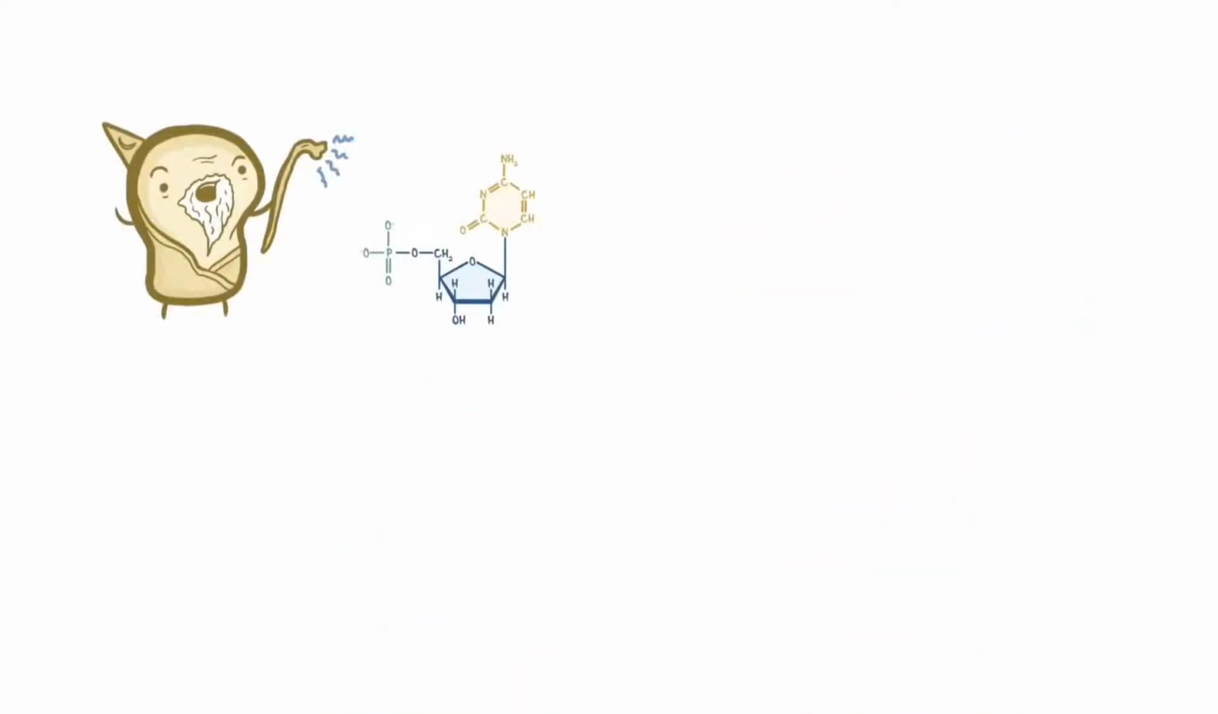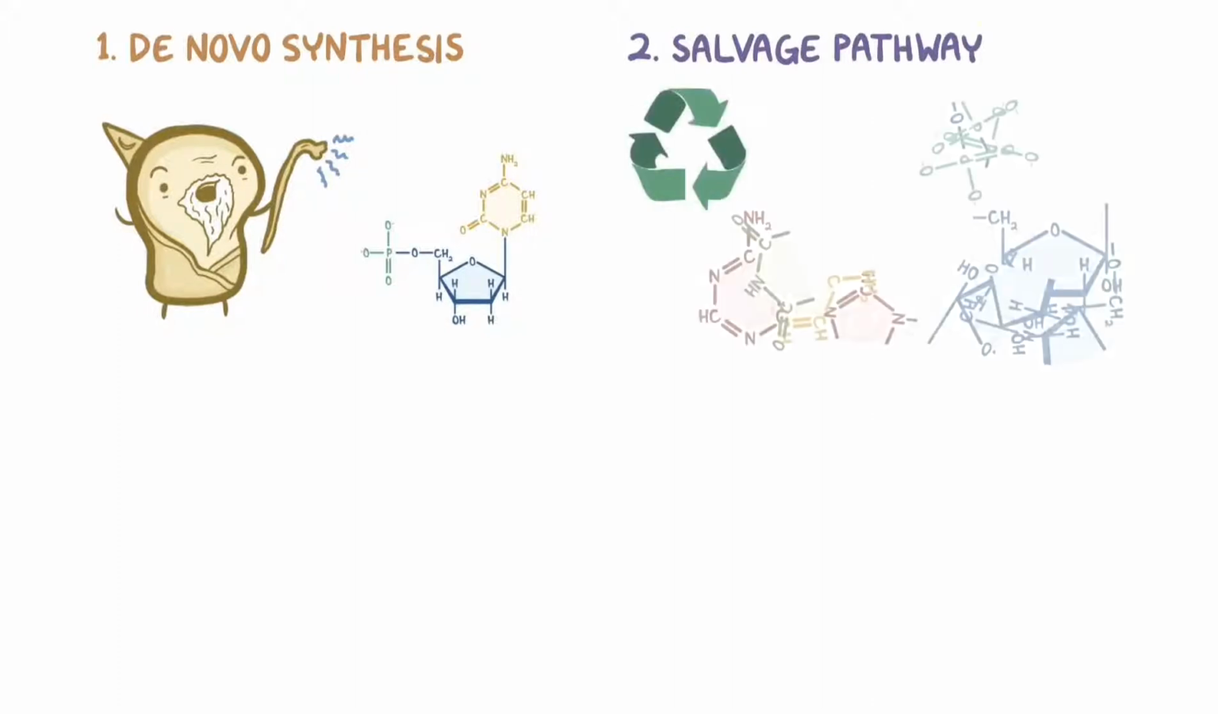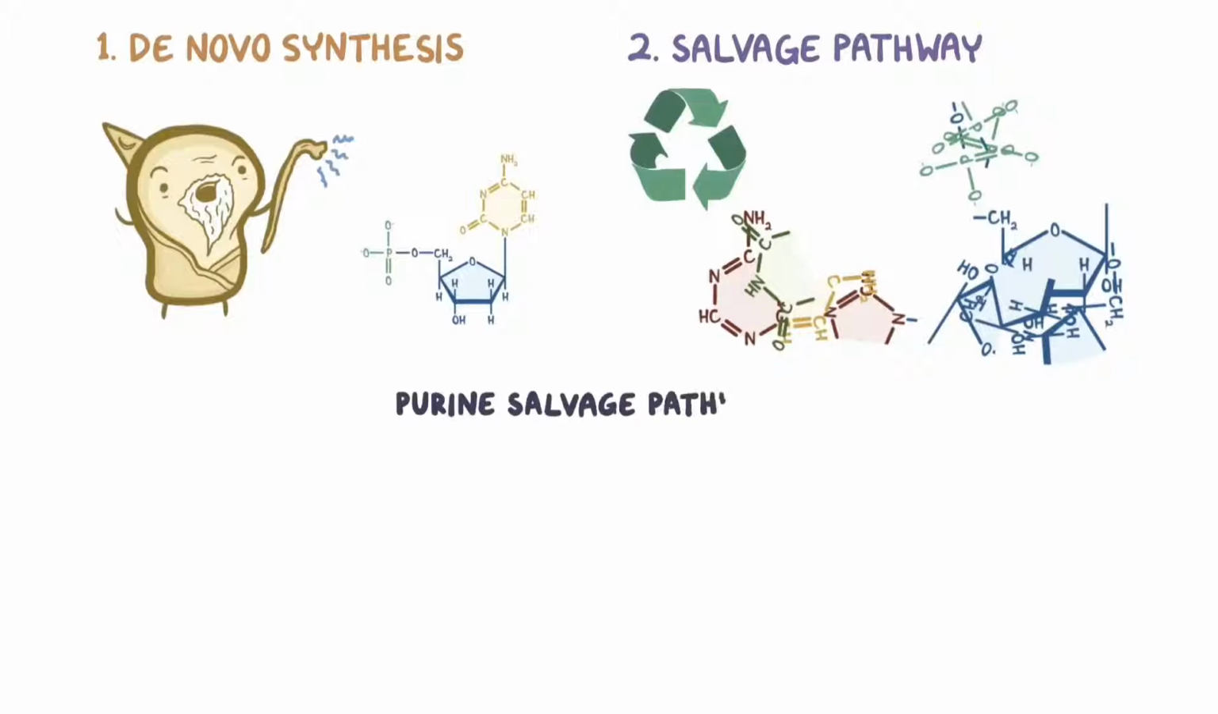Now, there are 2 ways our cells can make nucleotides. One is from scratch, also known as de novo synthesis, and the other is the salvage pathway, which recycles nucleotides that are already semi-degraded. Let's focus on the purine salvage pathway.